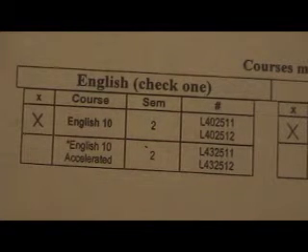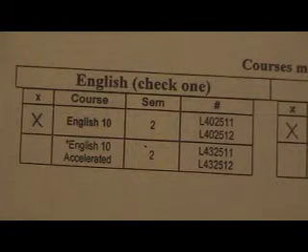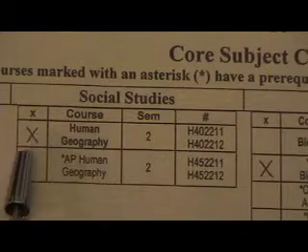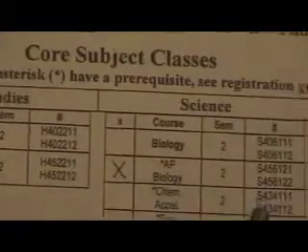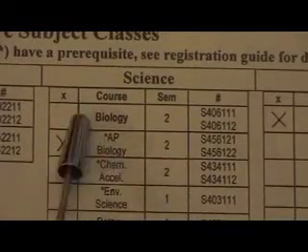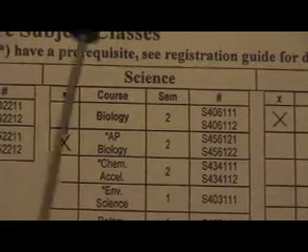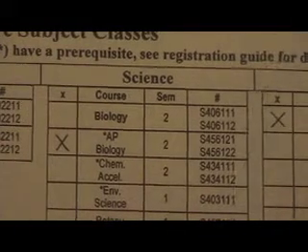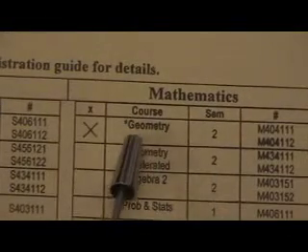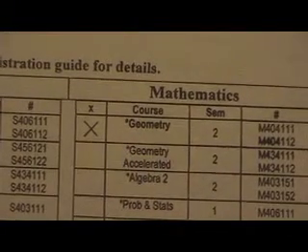This is an example of the 10th grade form. This student has selected 10th grade English. For social studies, they've selected human geography. For science, they've selected advanced placement biology. They successfully completed accelerated biology as a 9th grader. And they have selected geometry for mathematics.